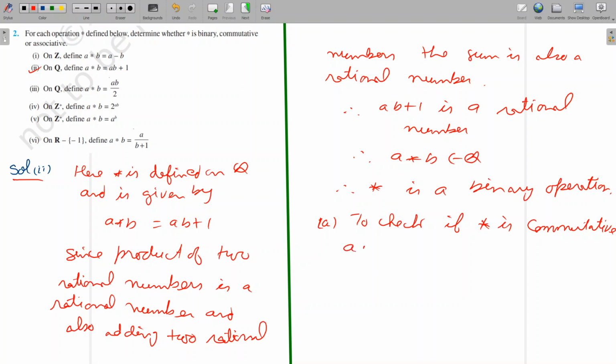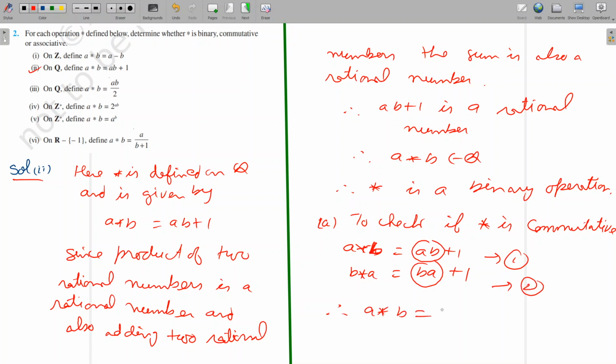So let us do this one. A star B will be equal to AB plus 1. Let this be 1, and B star A will be equal to BA plus 1, but we know that AB and BA are both the same. AB is equal to BA. So let this be second one. Therefore, we can say that A star B is equal to B star A. Therefore, we can say that star is commutative. Now let us go for the next one.